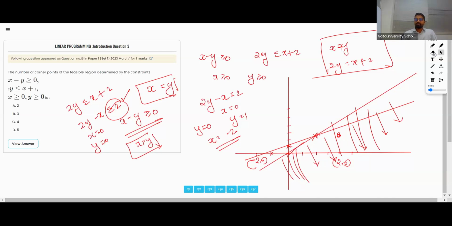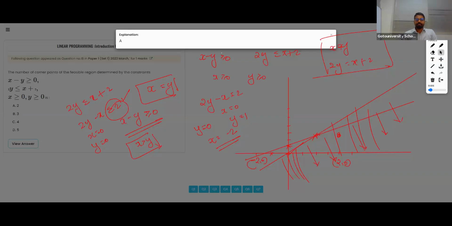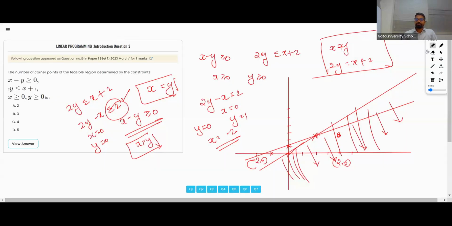Let's see. Is it option A? Yes, option A. So how many corner points are there? This is one corner point and this is one corner point. Okay, what are corner points? These are the points which are going to have an optimized value if there exists an optimized value. Suppose we think this is the feasible region, we have three corner points, but that's not the feasible region. The feasible region is this side. So the corner points are here. Yes. So let's go to the next question quickly.